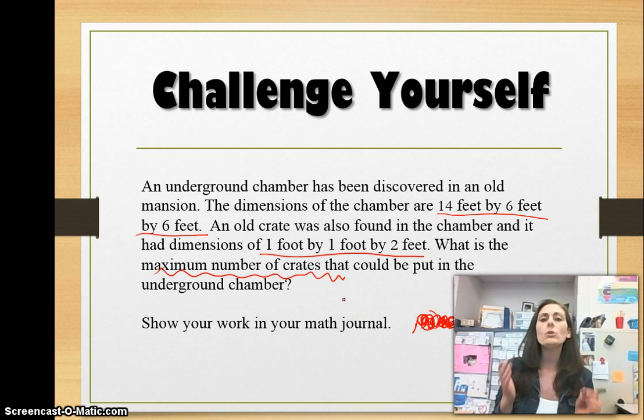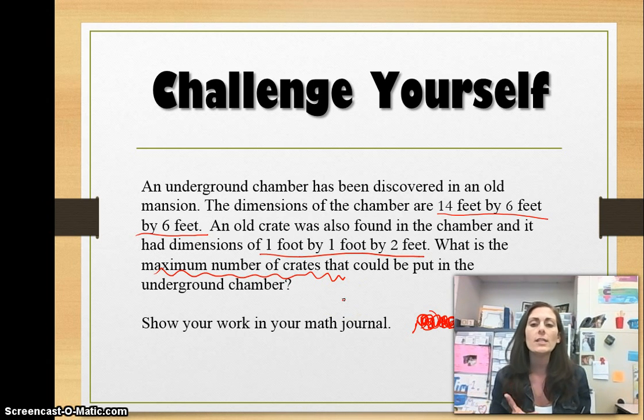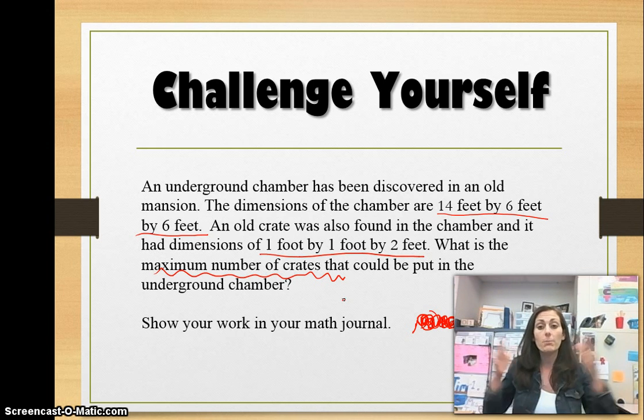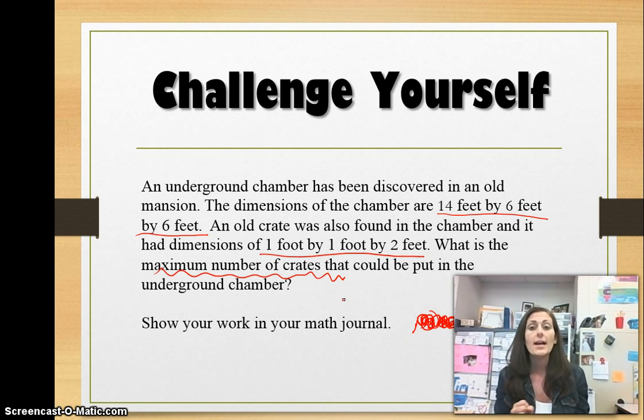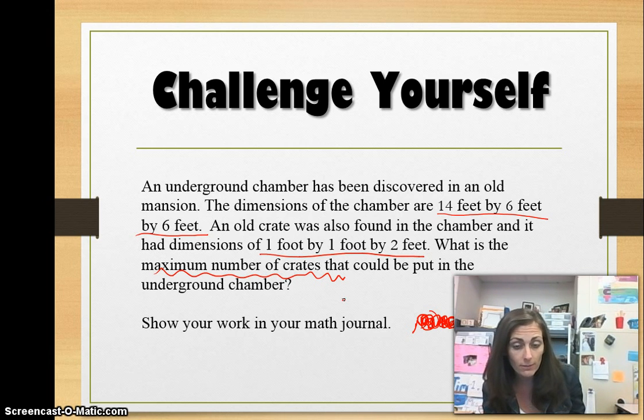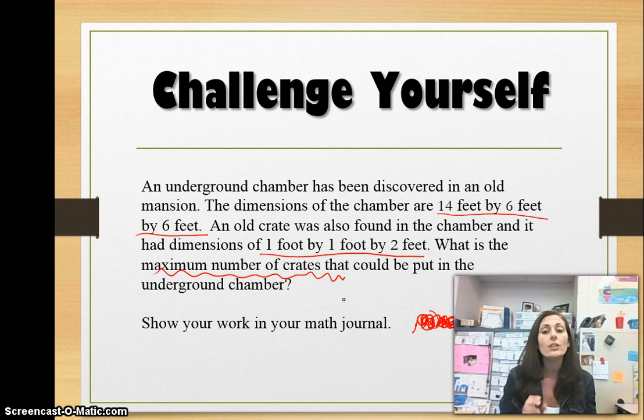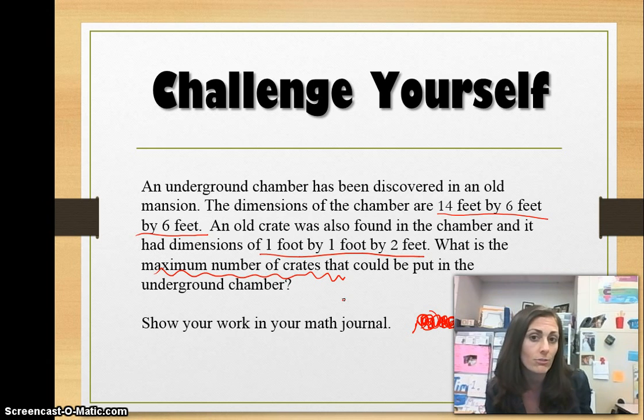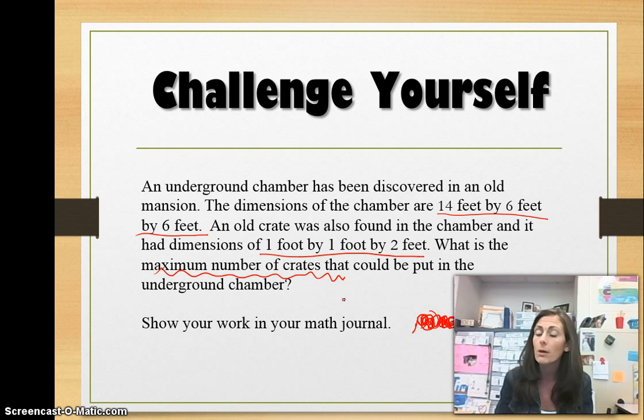So there are some hidden questions here. The first hidden question is you're going to have to figure out what the volume is of the big chamber first. Then you're going to need to figure out the volume of the crate. That's the next hidden question. Then you can answer what is the maximum number of crates that can fit in the underground chamber. So this is a multi-step problem, and I know you can do it. So come tomorrow with your answer that shows all of your work.